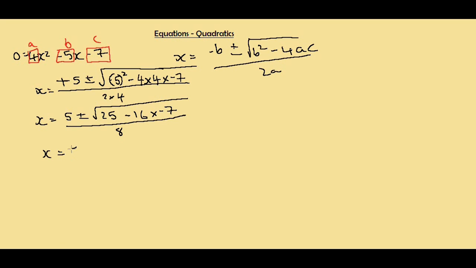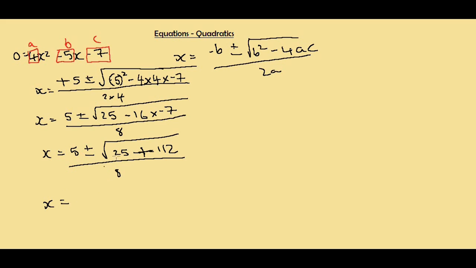So again, simplify this a little bit. 5 plus or minus the square root of 25 minus, 16 times 7 is 112. So 16 times minus 7 is minus 112, and we've got this minus at the front there. So this bit just simplifies to a plus because we've got a double minus, and then divided by 8.